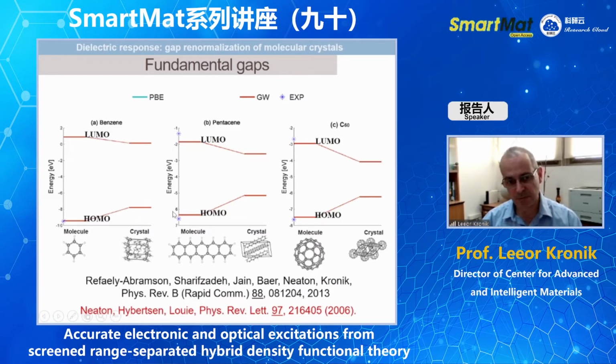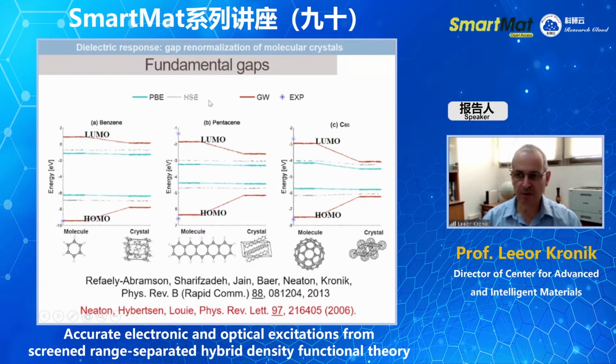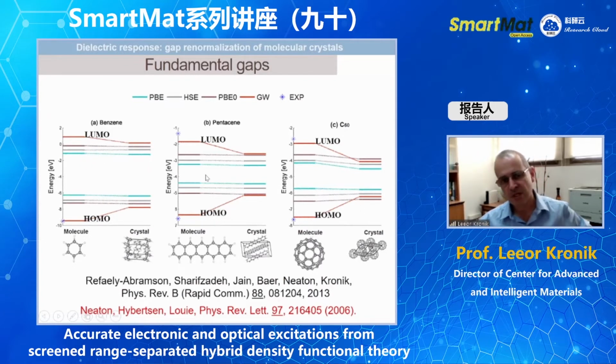For pentacene, for example, the molecular gap is about 5 electron volts, which would have made it useless as an organic semiconductor. In the solid state, it's only 2.5 electron volts or so, which makes it a good organic semiconductor. So this is a known effect captured very well by GW. But if I look at the same with PBE, I see nothing. And if I take a hybrid functional with some Fock exchange, like I explained before, these are two different flavors of hybrid functional, still nothing. So basically, here's another failure of standard DFT: this gap renormalization phenomenon is completely missed.